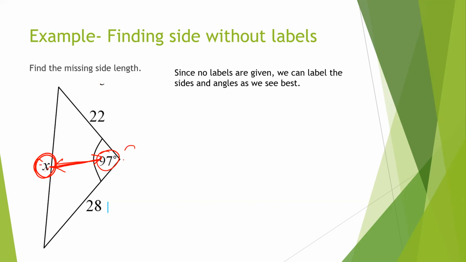So I'm going to call this big C because it's the angle that I know. And little c will be the side length that corresponds to that angle that I know, which is 97 degrees. So I know that big C is 97, little c is x, which I'm looking for.